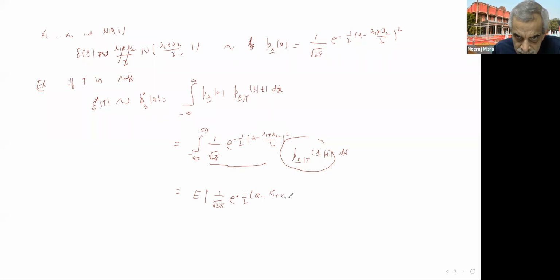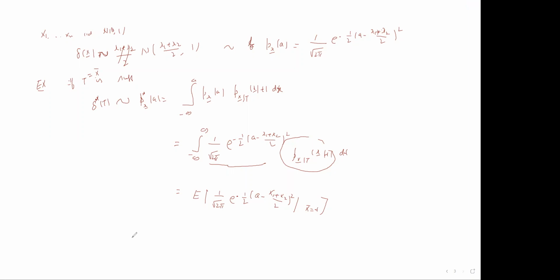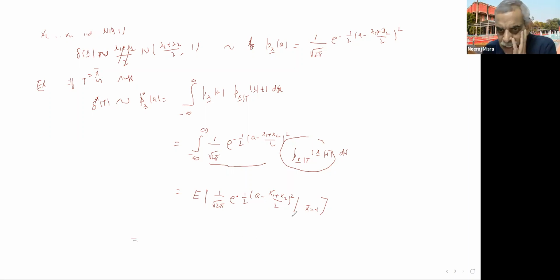x1 plus x2 by 2 whole square. Given T is equal to t, T is my X bar. So X bar is equal to T. Is that okay? Is that okay up to this point? Yes, sir. Okay. Now I try to use Basu's theorem.